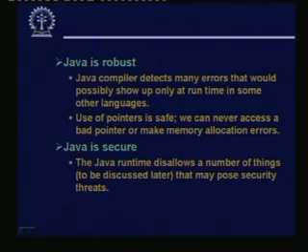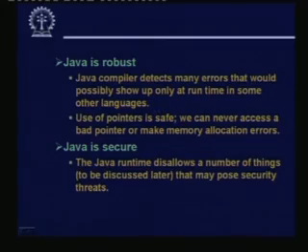Java is robust. Robust because the Java compiler is able to detect many errors that would possibly show up only during execution in some other language like C. One problem we often face when we write a C or C++ program is that there may be some error in the program logic, but the compiler does not give any error. Only during execution we get an error, a segmentation fault or some other kind of error. In Java, many of these kinds of errors will be detected during compilation itself.